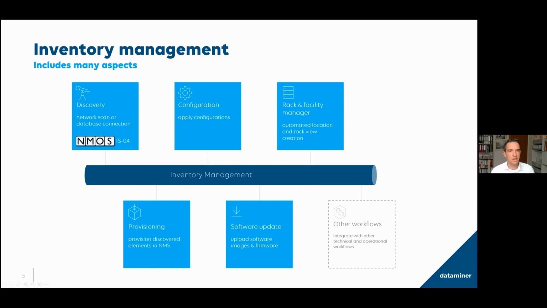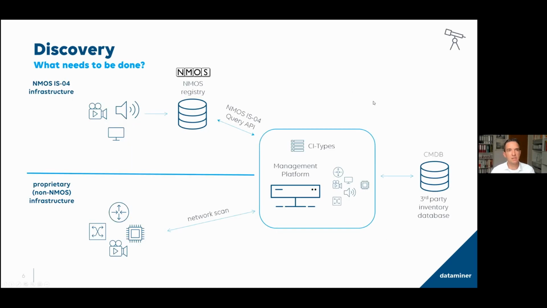And what is that about? When it comes to discovery, this is where NMOS comes into play with IS-04. And that's one way how to discover new inventory in your network. So basically, we have two things here. We have the NMOS infrastructure, and we have the proprietary or non-NMOS infrastructure. The way we do it, our proposal here is, we have the NMOS registry. That can be just from anybody, third-party registries. The management platform connects via IS-04 with the query API to the NMOS registry, gets notified about new infrastructure, and needs to manage the infrastructure.